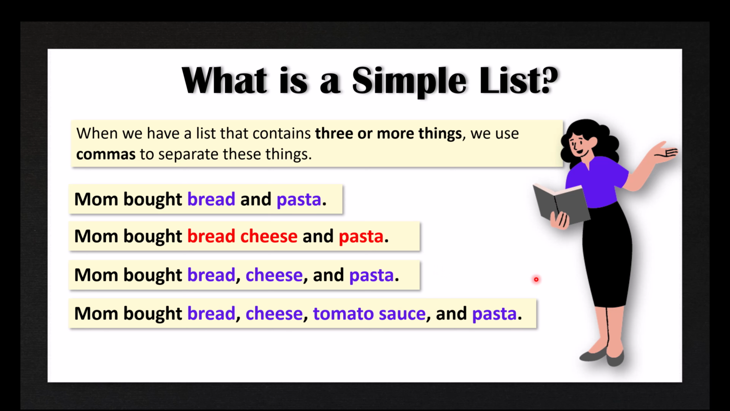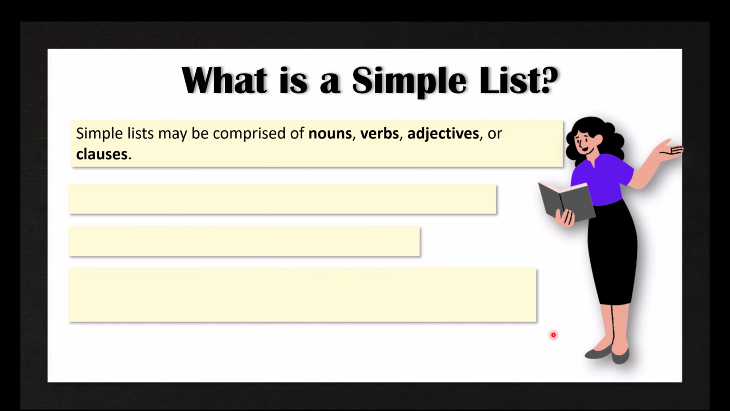And here's another example. Mom bought bread, cheese, tomato sauce, and pasta. And having these commas helps us separate that these are individual items. Now also note that simple lists may be comprised of nouns, verbs, adjectives, or clauses. So just because a list is longer does not mean we use a semicolon.